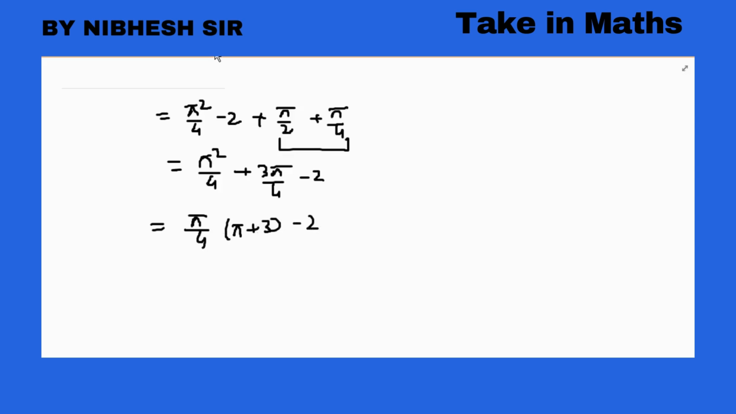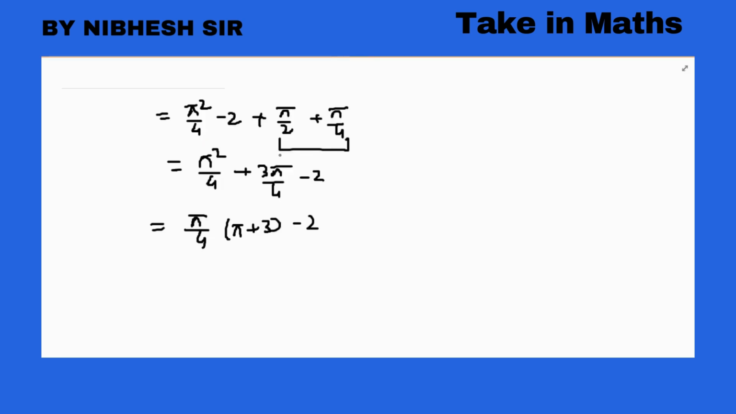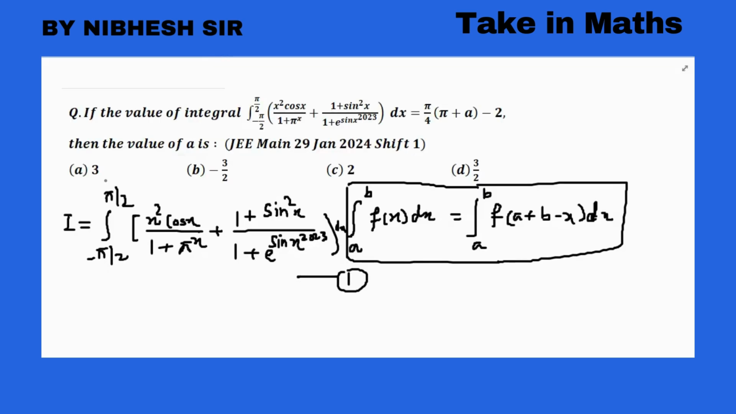If we compare the result, this is pi by 4, pi plus a, minus 2. If you compare this, a is 3 here. If you see the options, the correct option is option A, that is 3.